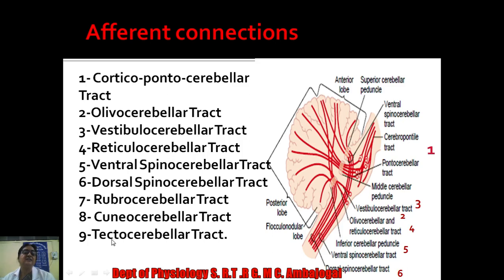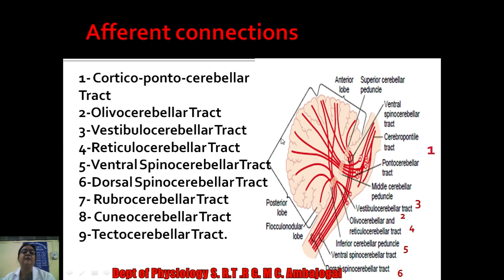Now the tectocerebellar tract. Tectum means from the superior colliculus and inferior colliculus. The superior colliculus and inferior colliculus act as a relay station for auditory and visual sensation. This information is also conveyed to the cerebellum.